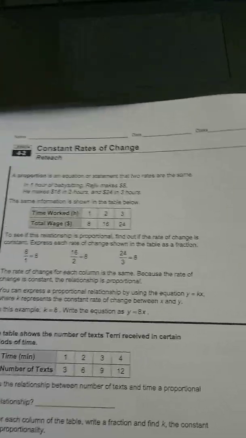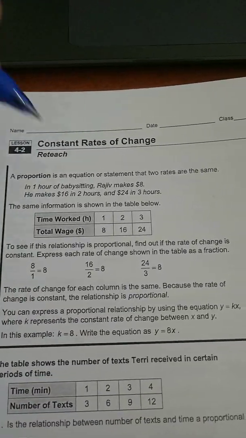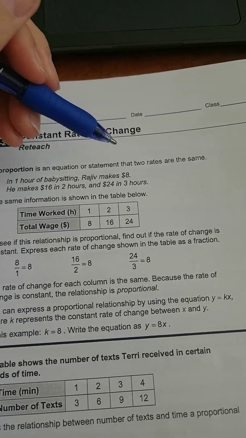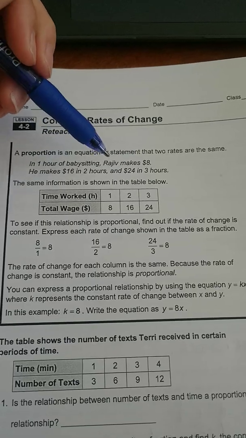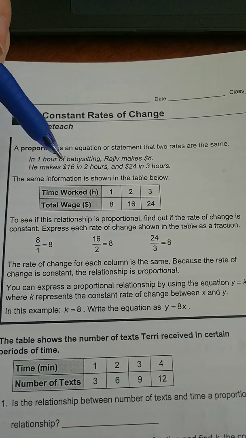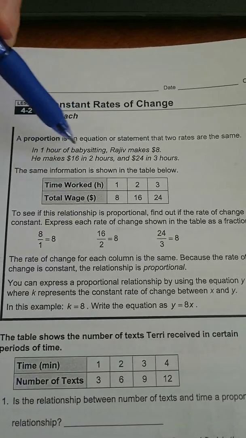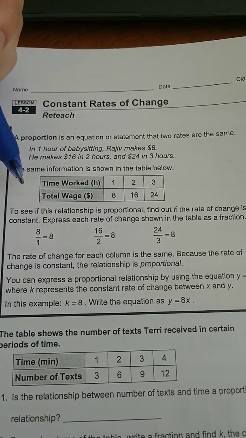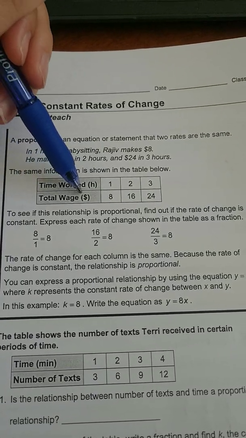Starting with up top, the examples, the reteach that they give us, it says a proportion is an equation or statement that two rates are the same. In 1 hour of babysitting, Rajiv makes $8. He makes $16 in 2 hours and $24 in 3 hours. So they took this information and put it in a table below: time worked in hours and total wages in dollars.